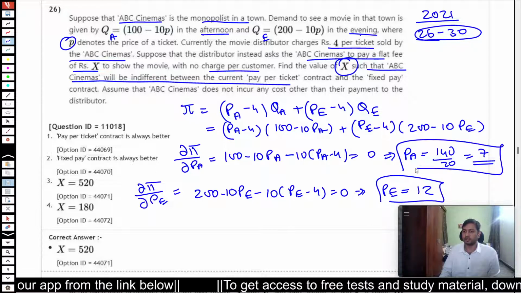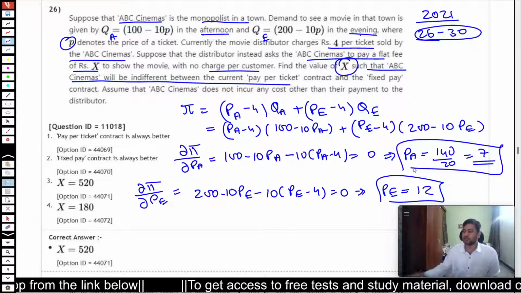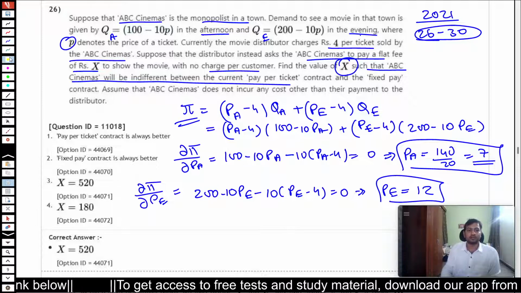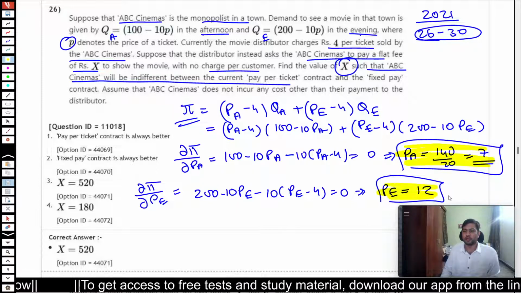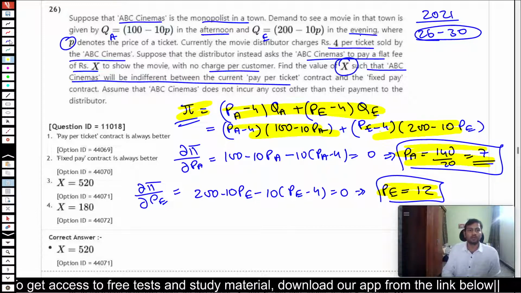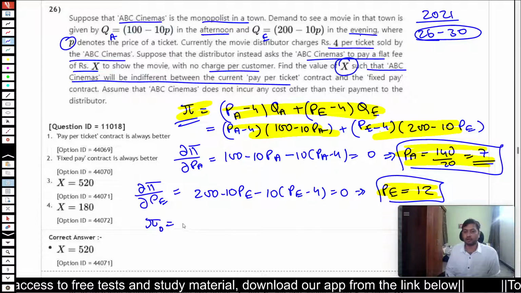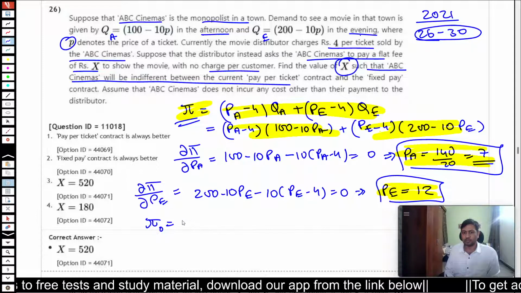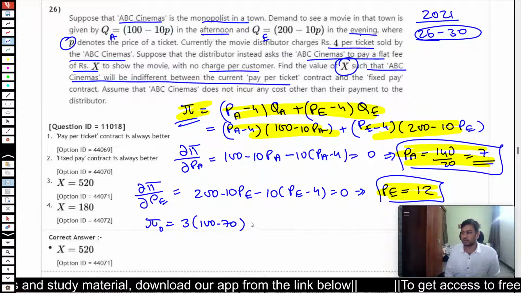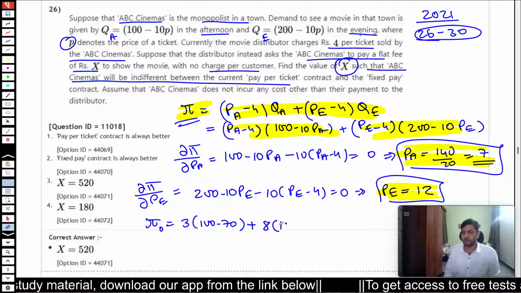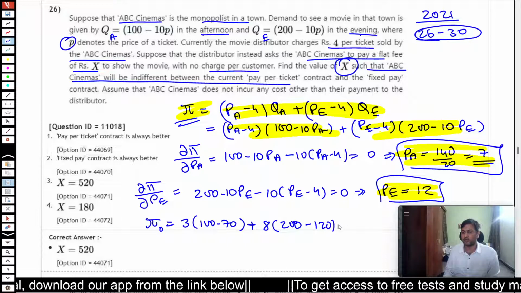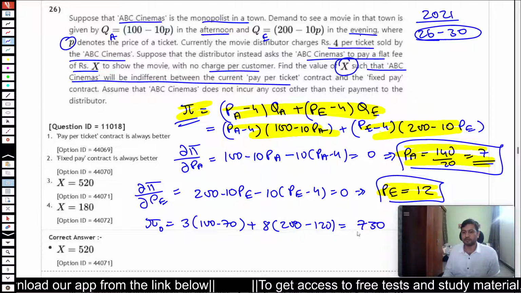So you have PA and PE values. You can substitute them back into the profit condition which was here. So you just substitute PA and PE in this original equation. What you will get is that the initial profit pi naught will turn out to be 3 times 100 minus 70 plus 8 times 200 minus 120. So this is equal to 730.